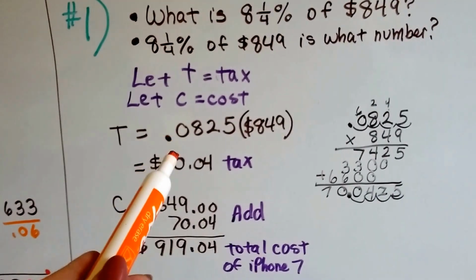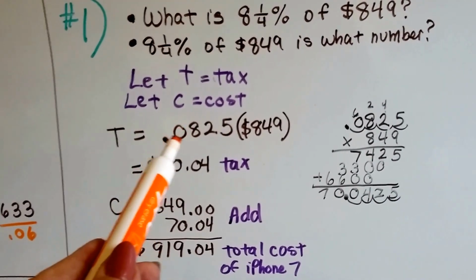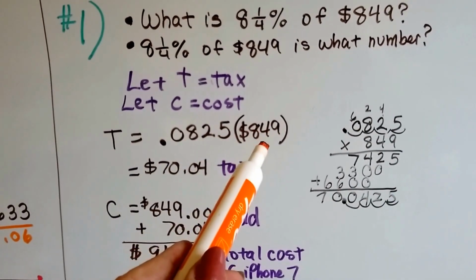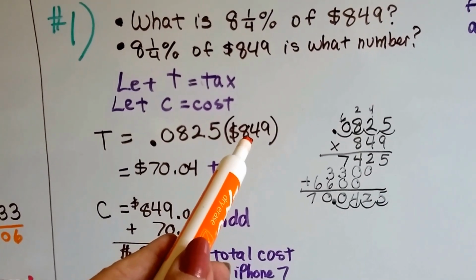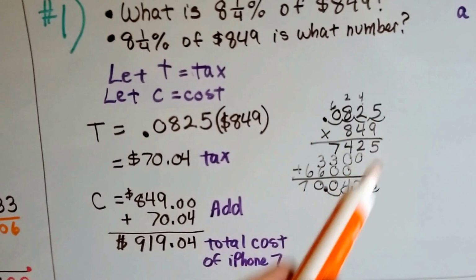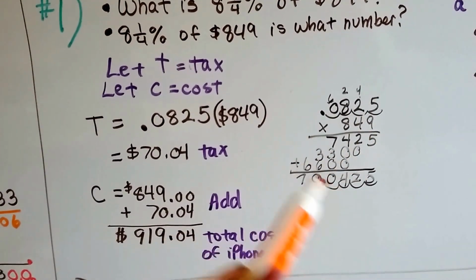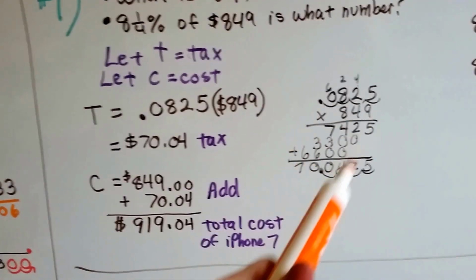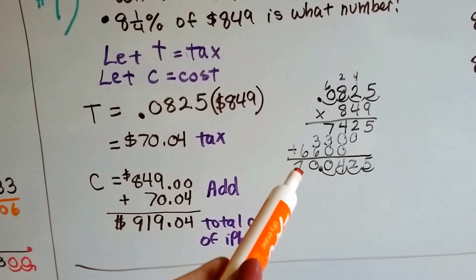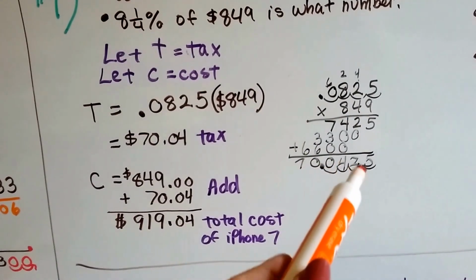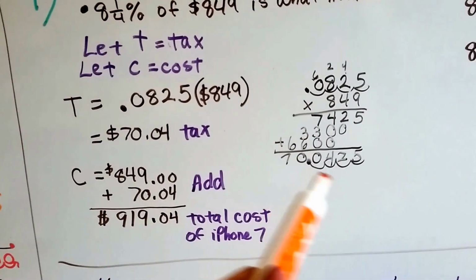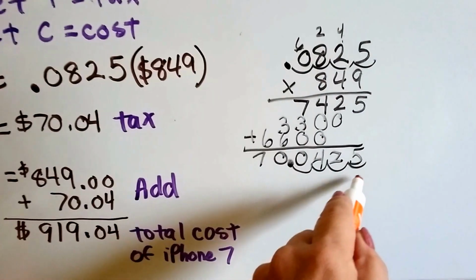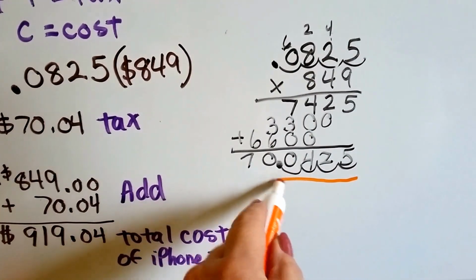We need to multiply 0.0825 by the total price of the phone, the $849. We do some multiplication here, and it was a little bit of work, but it wasn't that bad. It only took me about 90 seconds. And I got 70.0425. Now, money can't have this many decimal places, can it?